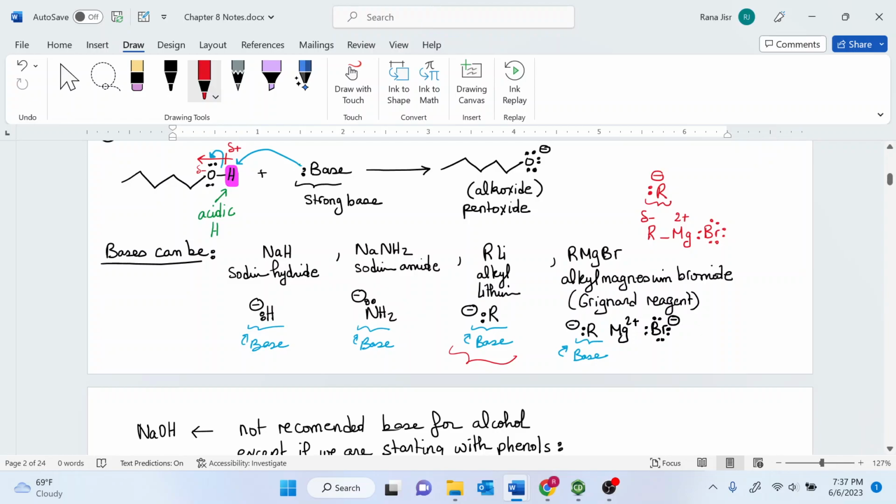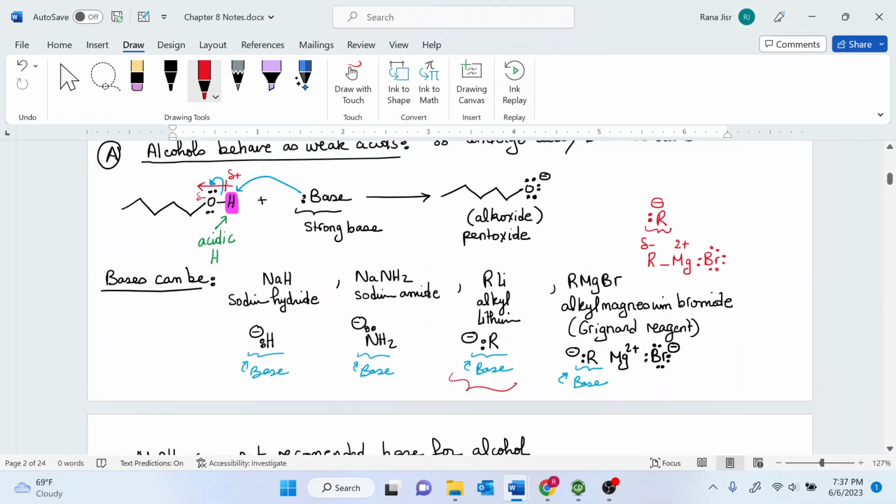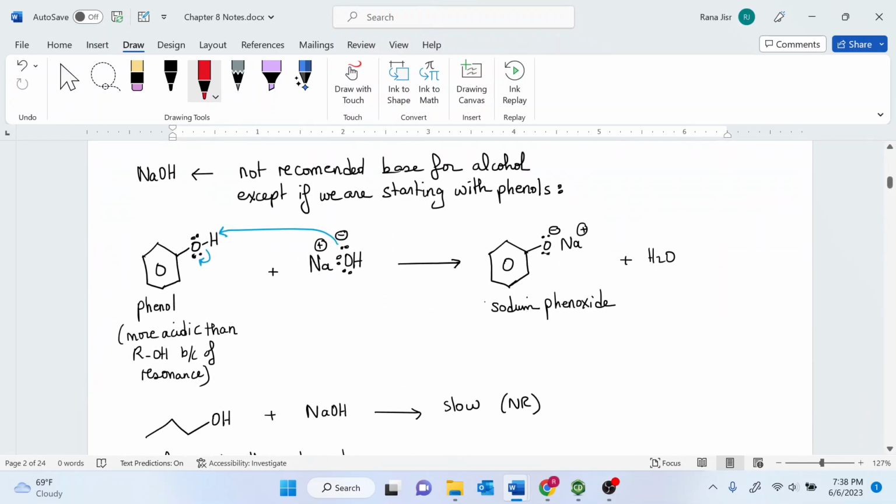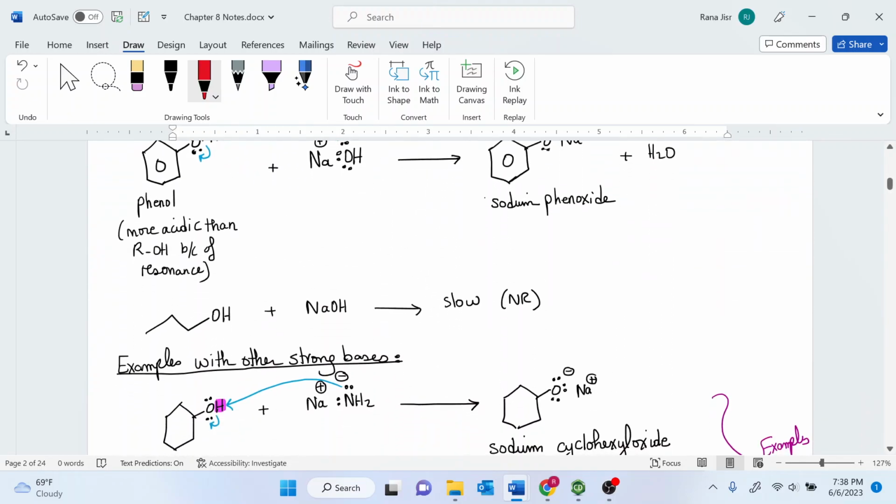As you can see, all the bases are strong bases because they are negative charges. So whenever you have a base, the base immediately will come and take the acidic hydrogen and form a negative charge on the oxygen. Now, if you notice, OH is not found in these bases. The reason why is that OH is a weak base to take that weak acidic hydrogen. This is a weak acidic hydrogen. To take it, it needs to be a strong base to come and grab this hydrogen.